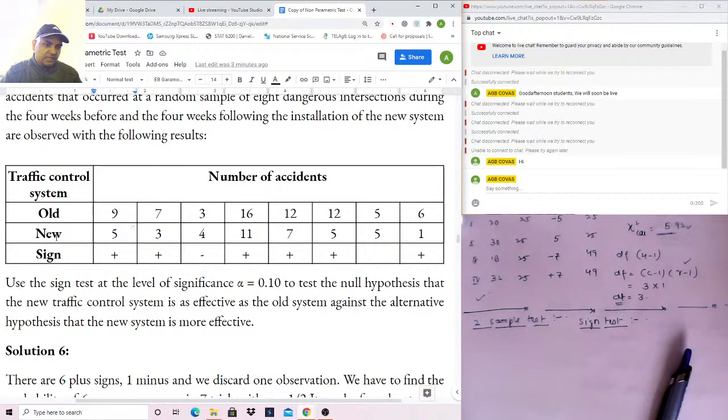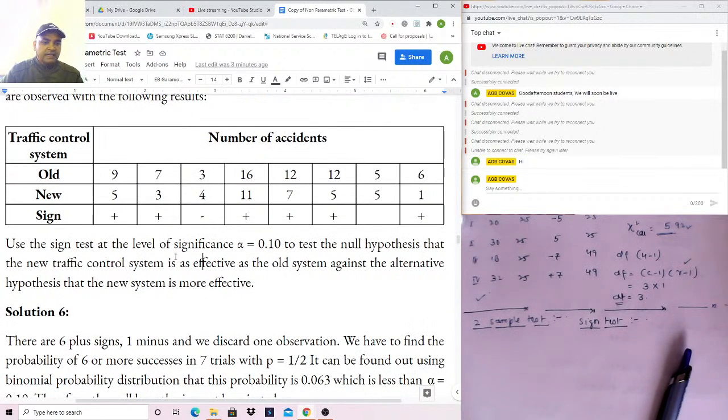Because in the new system there are fewer accidents, we have to do old minus new. So this will be positive, because this is a positive response. That is, earlier there were more accidents and now there are fewer accidents. But here it will be minus. Then it will again be plus, and again plus, and because there is the same number of accidents here, nothing will be counted, and this will again be plus, right?